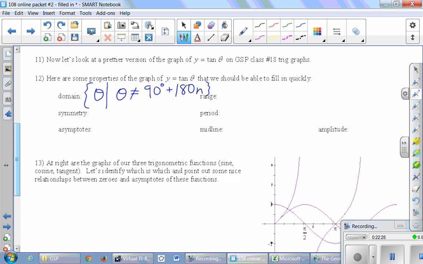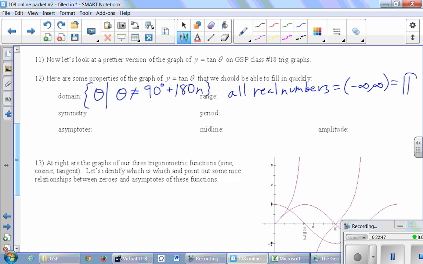Okay, the range of tangent, let's see. It went all the way down to minus infinity and got all the way up to positive infinity and hit every number in between. So the range is all real numbers, which you could also write in interval notation, or you could write in fancy math script, all real numbers.